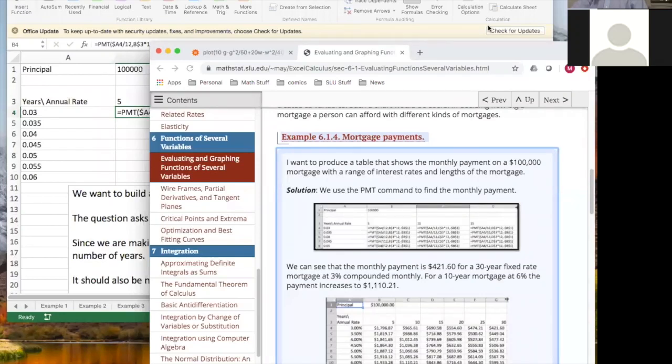Good morning. In this video, we're going to look at the last two examples of section 6.1. As with example 3, both of these examples have us building a table where the x along one side and the y's along the top are both input values. So we have a two-dimensional table for that.